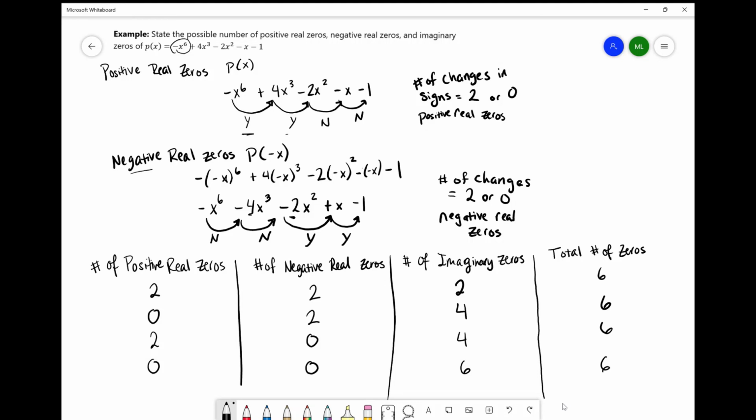Okay, so this is how we would use Descartes' rule of signs to show if we have positive, negative real zeros, imaginary zeros, and the total number of zeros, which comes from the corollary of the fundamental theorem of algebra.